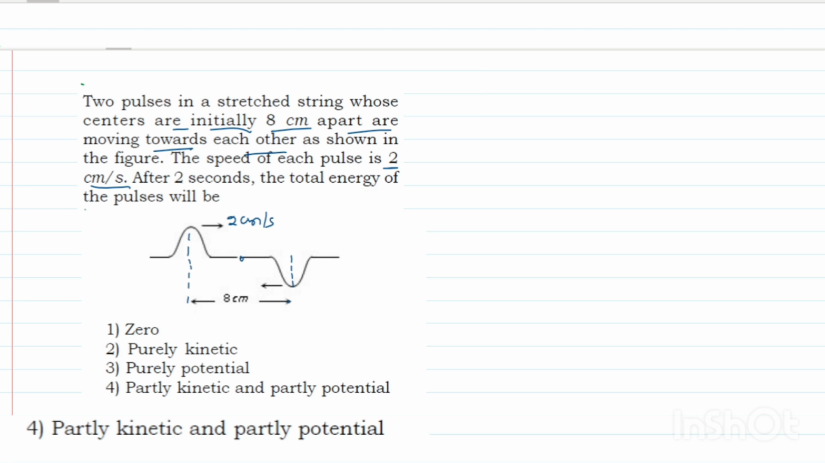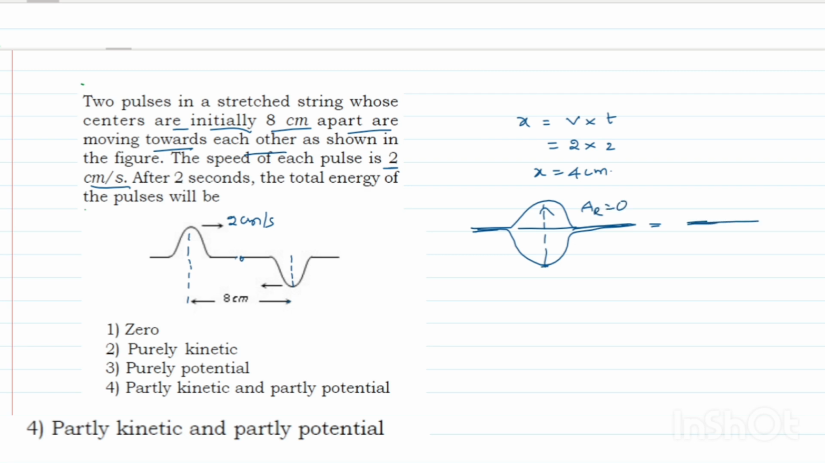So here the distance covered, students, is speed into time. Each wave is moving at 2 centimeter per second velocity, so for 2 seconds x will be 4 centimeters. After 2 seconds, one wave covers 4 centimeters and the other wave covers 4 centimeters. Now the waves superimpose like this, and this amplitude and this amplitude will be the same. Then the resultant amplitude of the wave will be 0. A resultant you will be getting as 0.